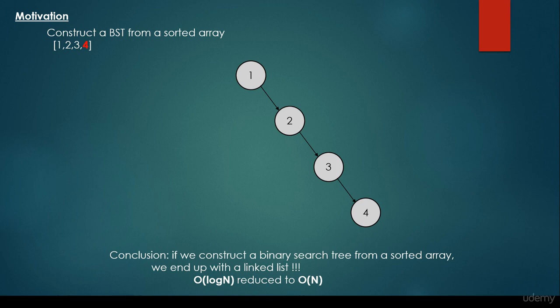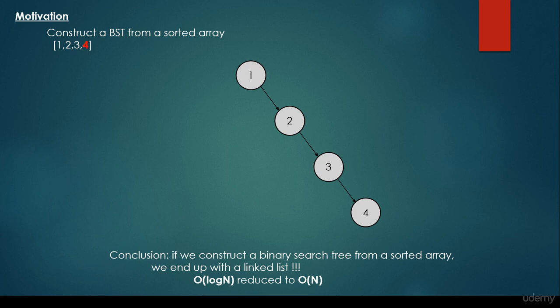So as you can see, the conclusion is if we construct a binary search tree from a sorted array, we are going to end up with a linked list. And what's the problem with the linked list? Then the operation is going to have O(n), so linear time complexity, instead of the logarithmic time complexity. And this is the main disadvantage as far as binary search trees are concerned, that we could reduce the logarithmic running time to linear running time, and it's not going to be okay.